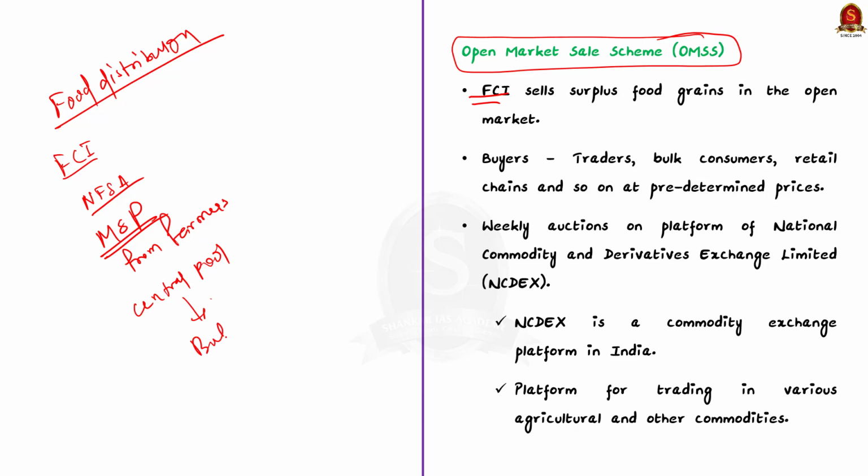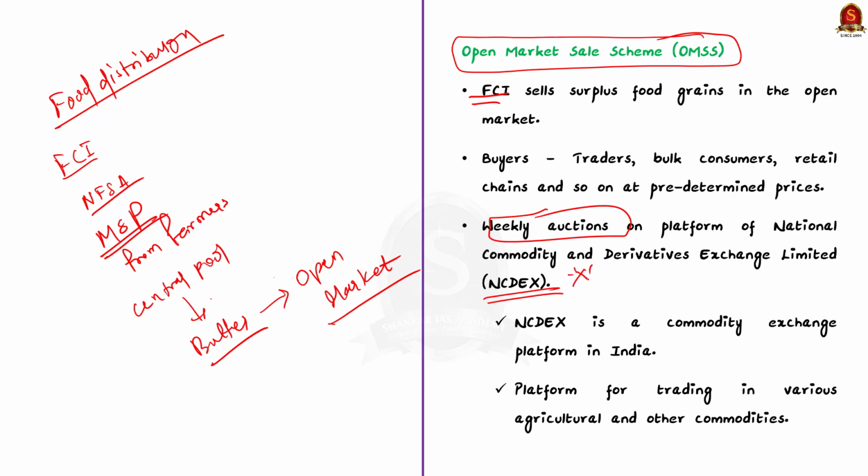Under OMSS, the Food Corporation of India from time to time sells surplus food grains in the open market to traders, bulk consumers, retail chains and so on at predetermined prices. It is done through weekly auctions carried out on the platform of the National Commodity and Derivatives Exchange Limited (NCDEX). Know that NCDEX is a commodity exchange platform in India. This provides a platform for trading various agricultural and other commodities.